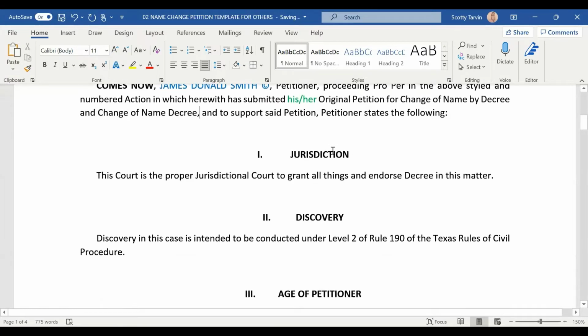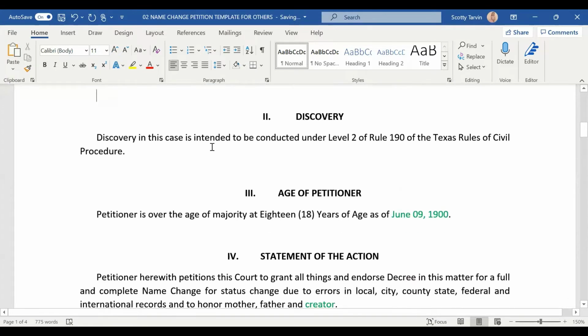There we go. It states the proper jurisdictional court to grant all things and endorse the decree in this matter. So I'm looking for an endorsement. Okay. Discovery in this case is intended to be conducted under level 2 of Rule 190 of the Texas Rules of Civil Procedure.